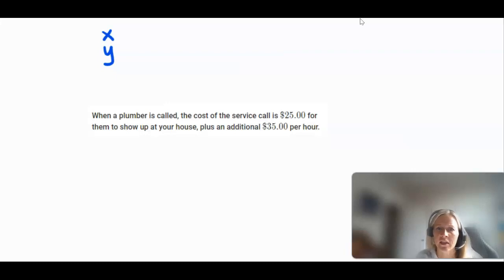So the cost of the service call is $25 for them to show up at your house, plus an additional $35 per hour. So try to use your keywords and write this into an equation.